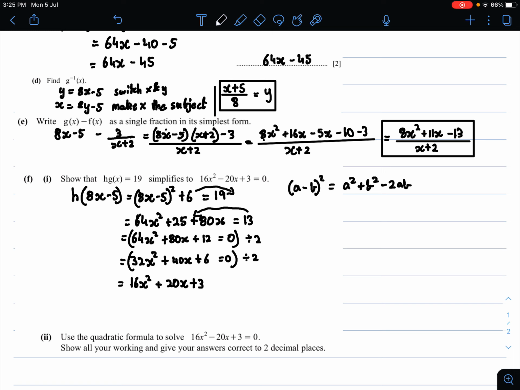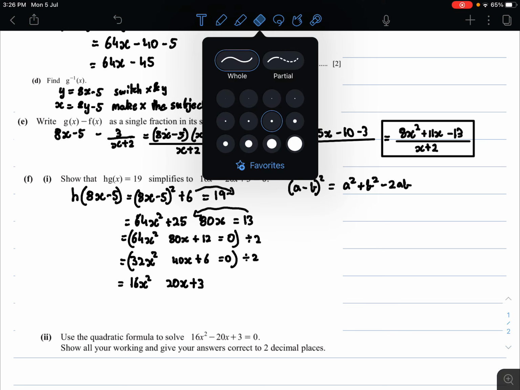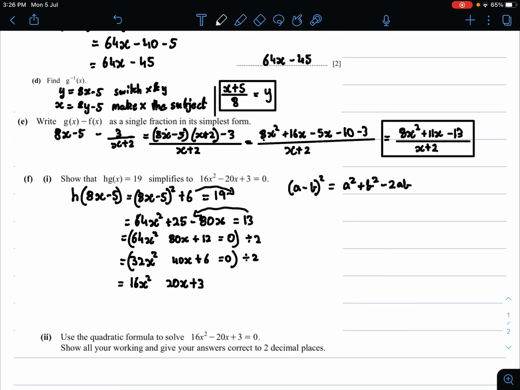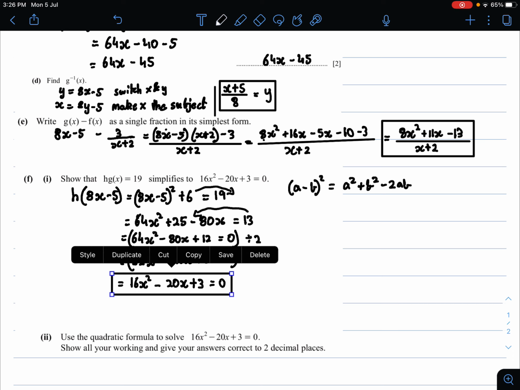And my bad, since it is negative 2ab, the sign of the 80x would be negative as well. So negative, negative, negative equals 0. Therefore, we have our final answer for part F1, or for F part 1.